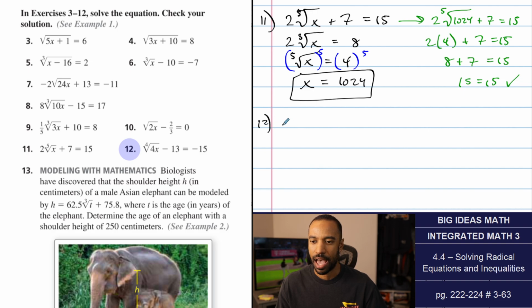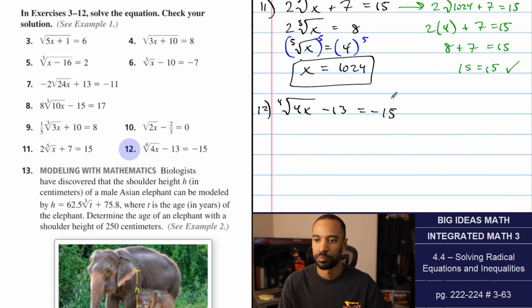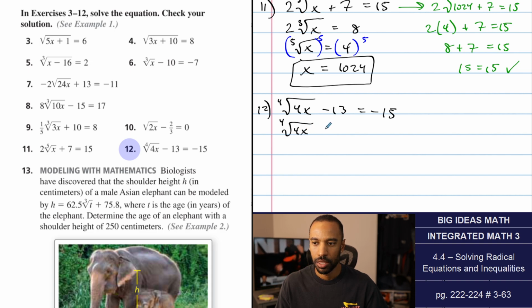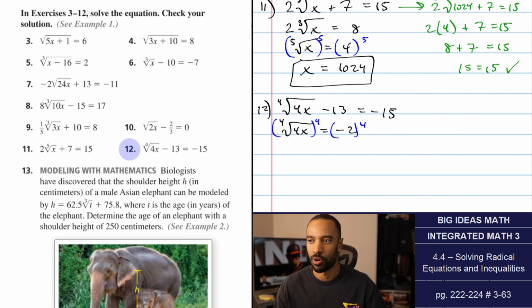And we have the 4th root of 4x minus 13 equals negative 15. We will add 13 to both sides, and we get negative 2. Now, when we raise these to the 4th power, keep in mind, obviously, the left side just becomes 4x, right?